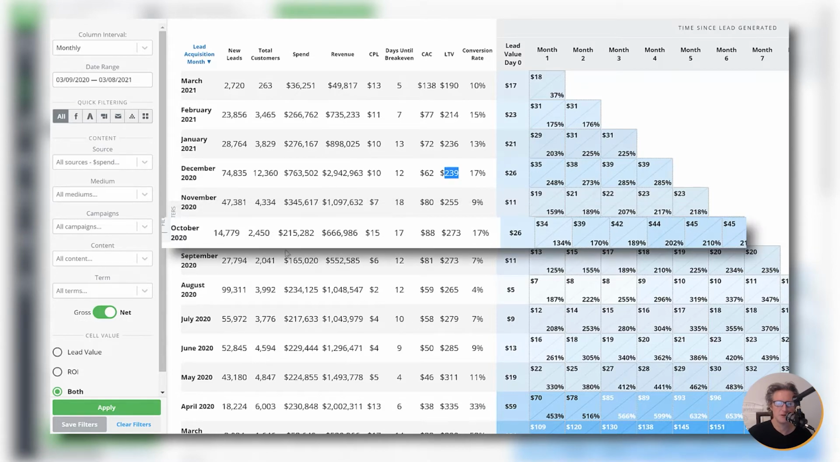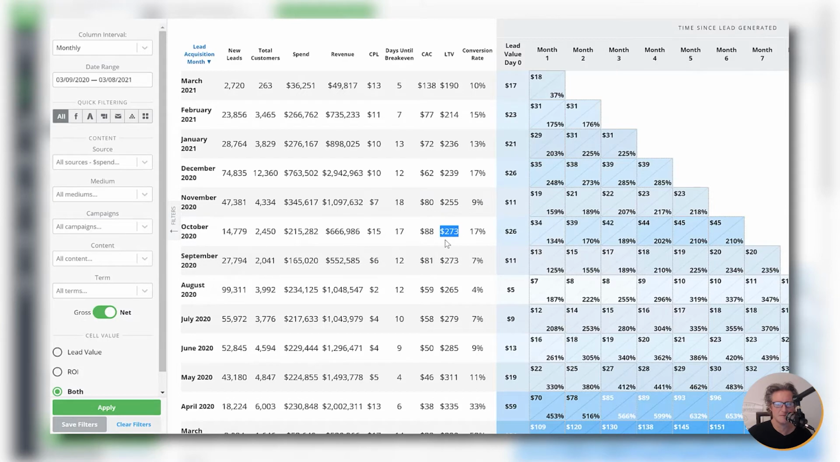And then let's look at some low months. October, only 14,000 leads, but 273 LTV, doing decent. It doesn't seem like there's a massive impact, high or low amount of leads. So you might as well buy more, is the answer.